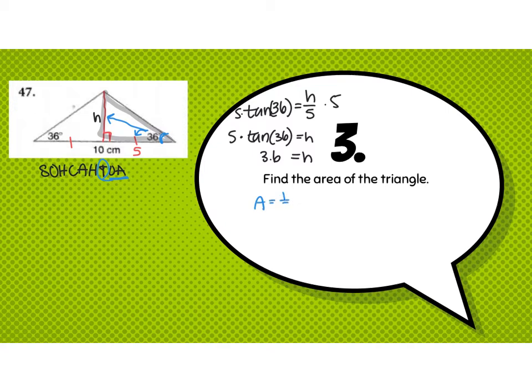Area equals 1/2 base times height. Now we're going back to the original triangle, the big triangle here. And I know that my base is 10, and we just found the height to be 3.6. So now we're just going to multiply, and we get 18 centimeters squared.